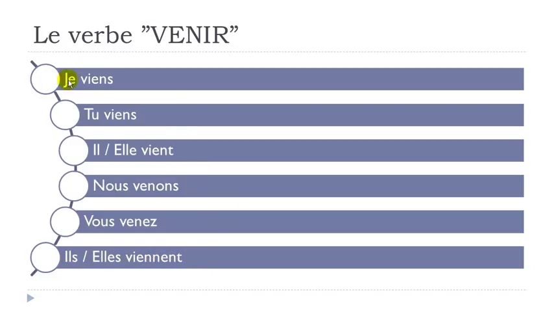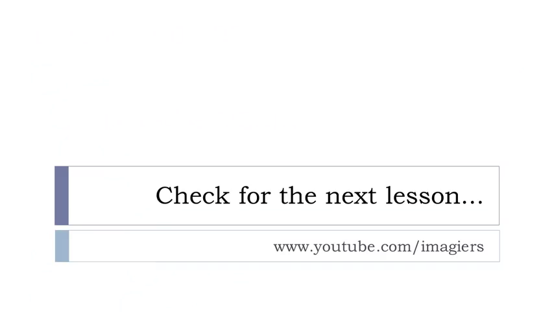So, je viens. Tu viens. Il vient. Elle vient. Nous venons. Vous venez. Ils viennent. Elles viennent. Alright, so it's quite important, so don't be afraid to watch this video one more time if it's not clear.